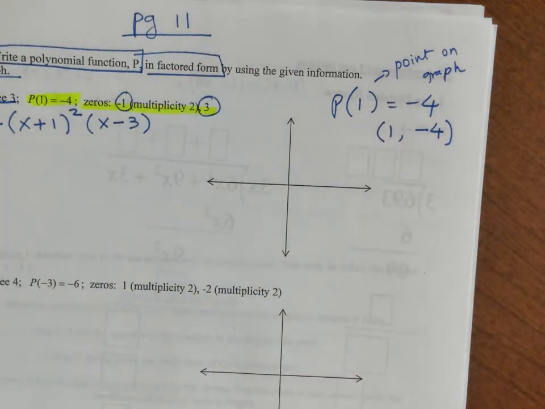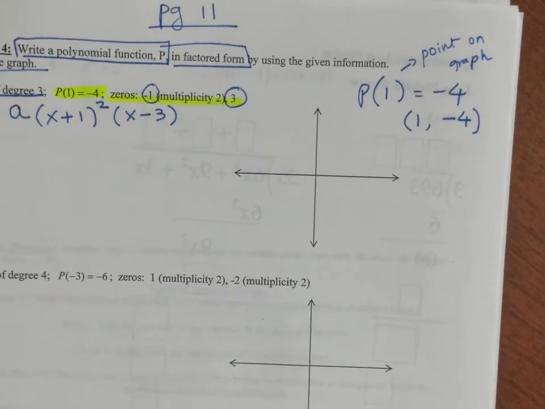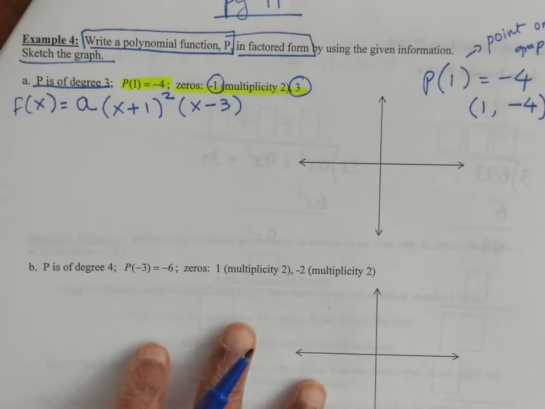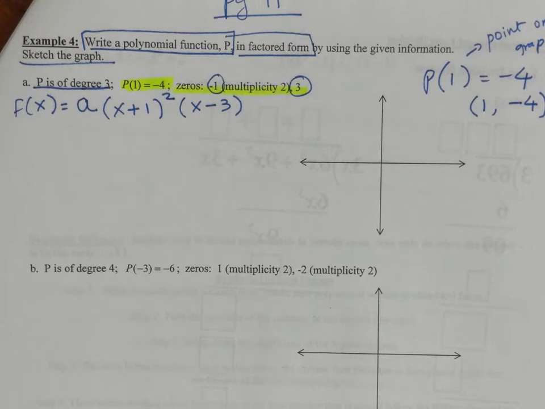P stands for a point, so it's a point on the graph. Using this point on the graph, can someone tell me, will this help me solve for A? Because once I solve for A, I will be able to graph.